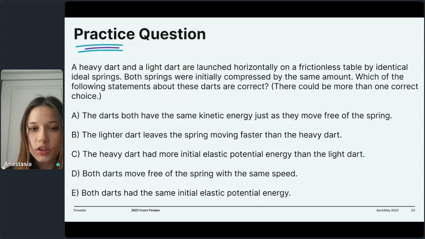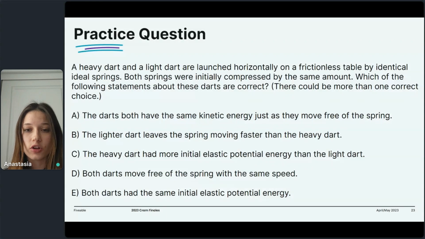So let's read A. The darts both have the same kinetic energy just as they move free from the spring. Energy is always conserved, so the darts will have the same amount of kinetic energy. So this will be the right answer. B. The lighter dart leaves the spring moving faster than the heavy dart. The lighter dart has the same energy as the heavier dart, so the less mass means it will have to make this up with greater speed. So this is also a correct answer choice.